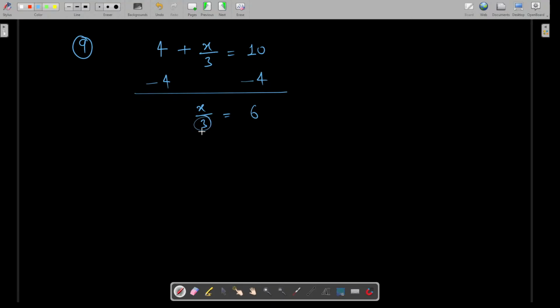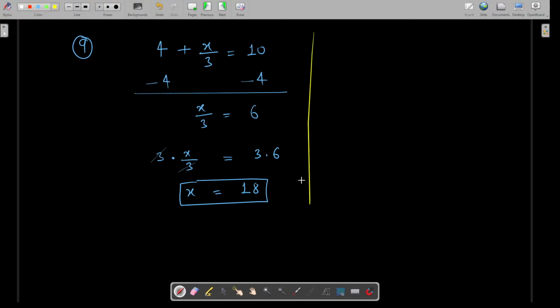So this x is divided by 3, which means multiply by 3. To remove this 3, we have to multiply by 3, and once we multiply the left side, we also have to multiply the right side. So we are multiplying both sides by 3. This 3 over 3 is 1. 1 times x is simply x equals, and then 3 times 6 is 18. So x equals 18. That is the solution of this equation.